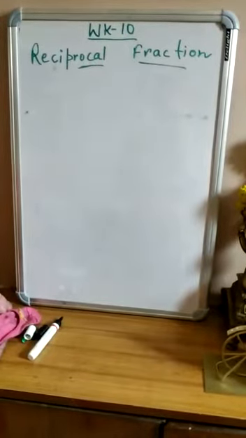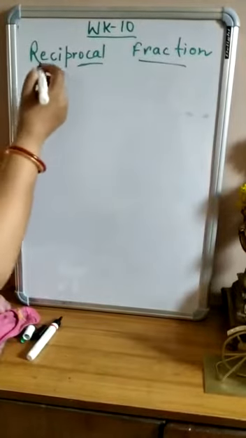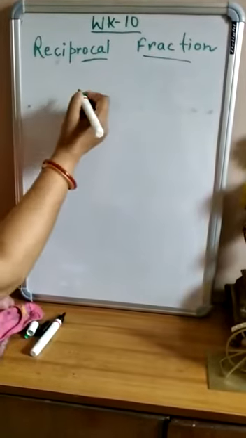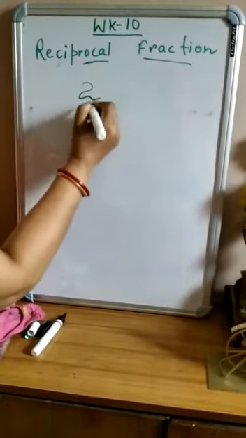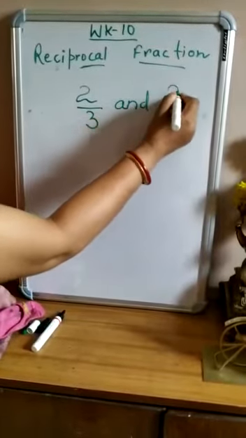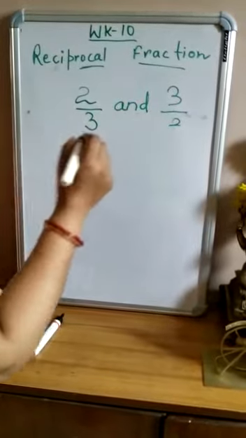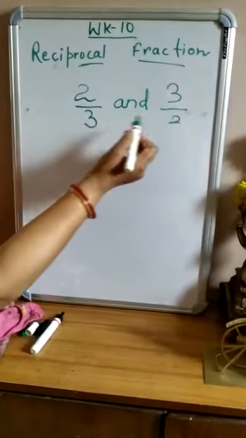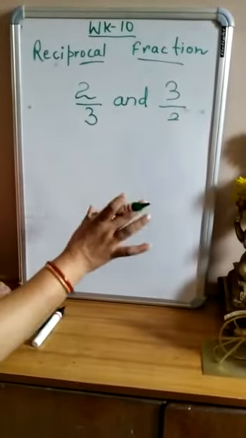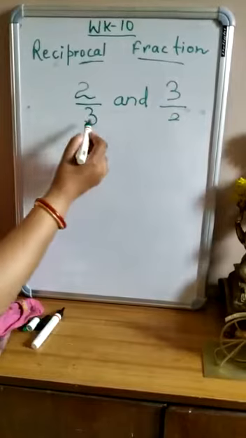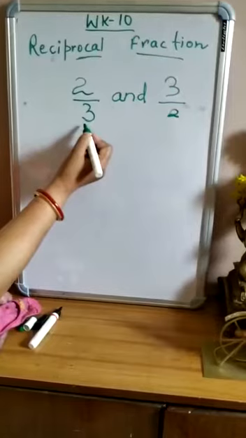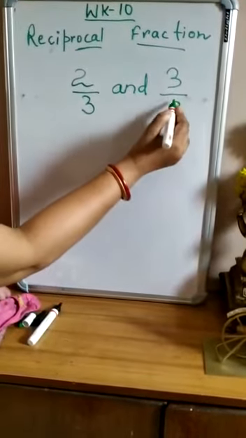So children, today I am going to start with a new topic, reciprocal fractions. Now let us observe these fractions very carefully, all of you. 2 by 3 and 3 by 2. Observe them. These two fractions are unlike fractions. Their denominators are different. The denominator of this fraction is 3 and the denominator of this fraction is 2.